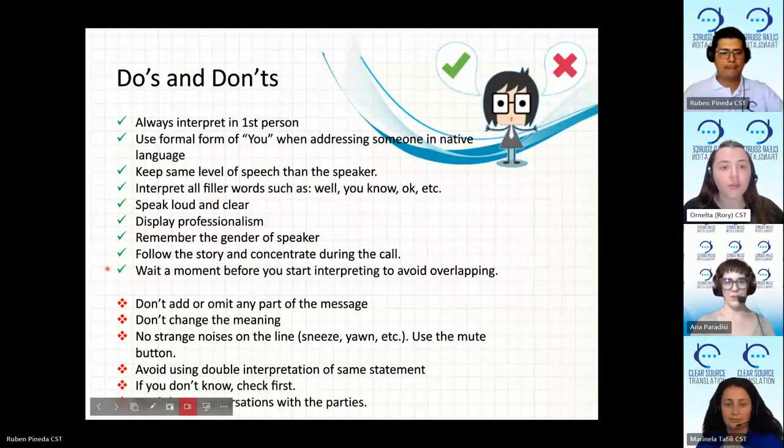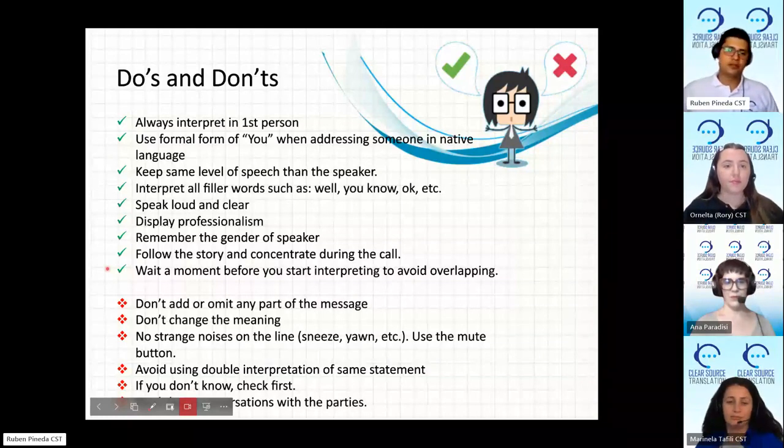Sure. Remember the gender of the speaker. Follow the story and concentrate during the call. Wait a moment before you start interpreting to avoid overlapping. Thank you. So the gender of the speaker is important. How can I know that?